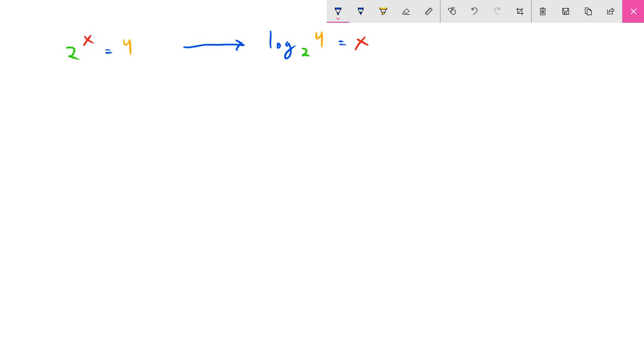Okay, so notice right there we got x by itself, right? It says log base 2 of 4 equals x. X is by itself, which means if we're trying to go from here, 2 to the x equals 4, into there, we're trying to solve for x, right? We're trying to get x by itself.